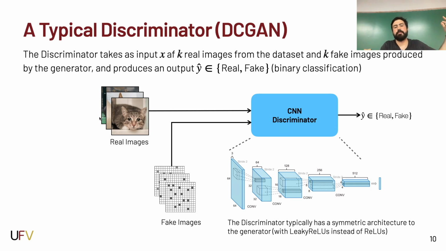And these real images come from the data set. We assume you have a data set of images that you know are real because you took them, or you took them from the internet. So they are real images. And here you just take images from the generator that initially are just random.